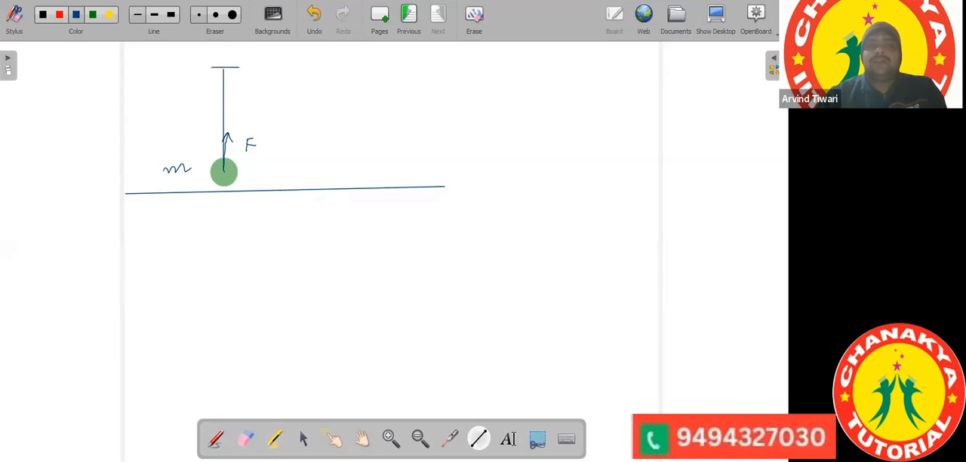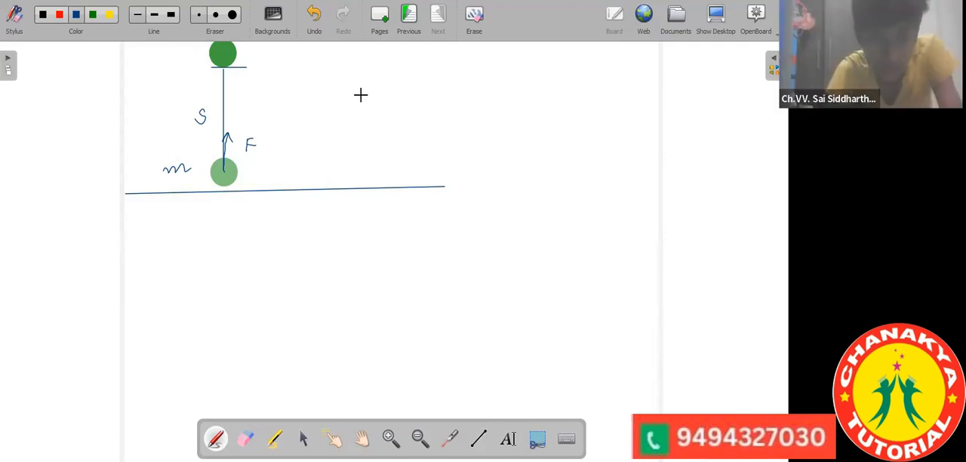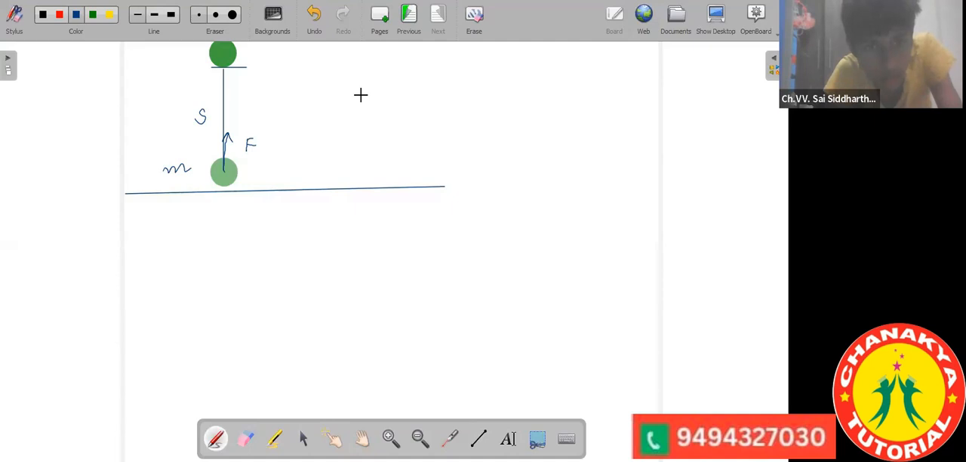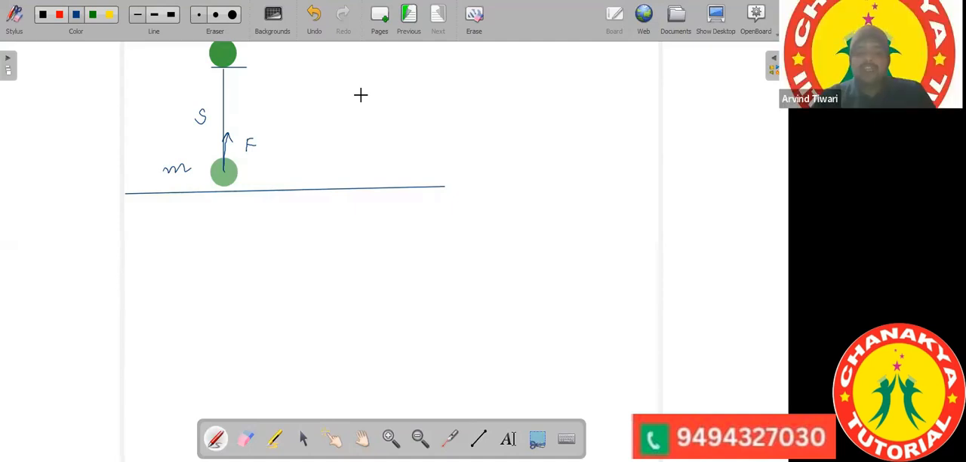Okay, so I have done some work. Obviously, I have applied the force, and my force is in the direction of the displacement, right? Right or wrong? Siddharth? Yes, sir. What is the displacement in the direction of the applied force? Yes, sir. Okay. So is it a positive work or a negative work?